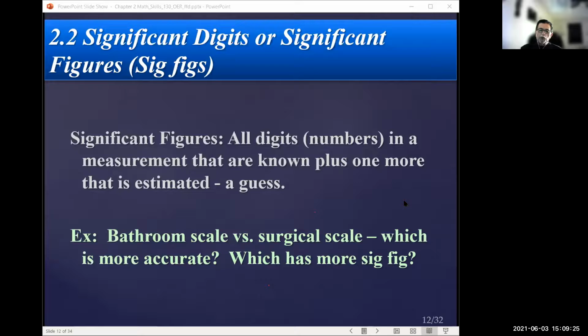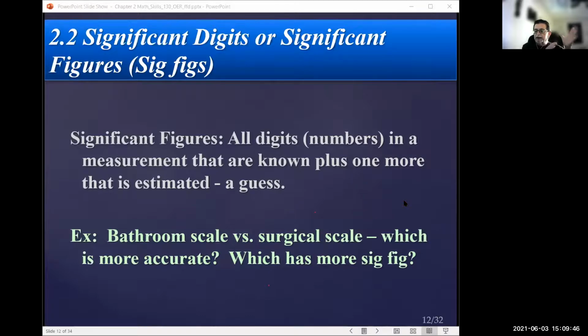All right, which brings us to what we call significant figures. Now, the point of significant figures is this: it does not mean that the numbers don't count. All the numbers we utilize count. That's important. Doesn't mean that at all.